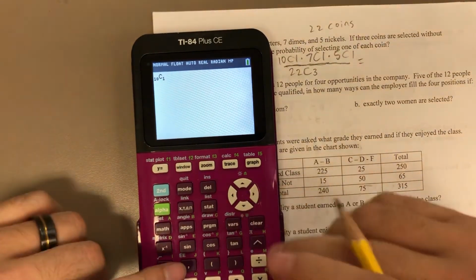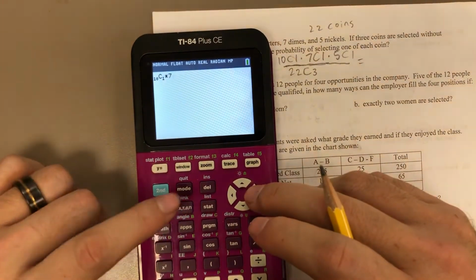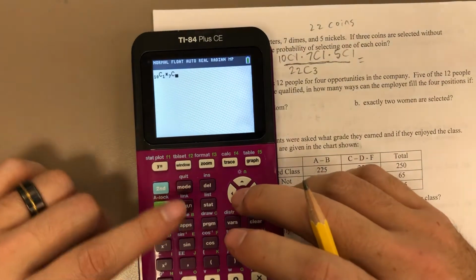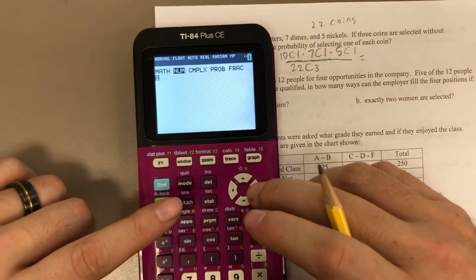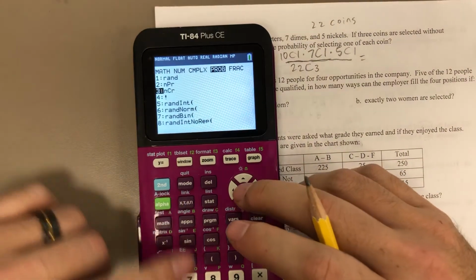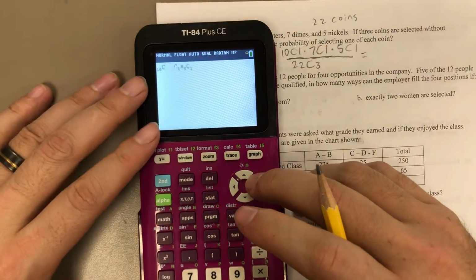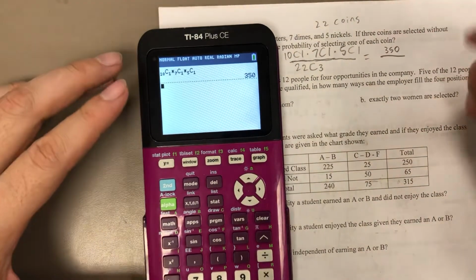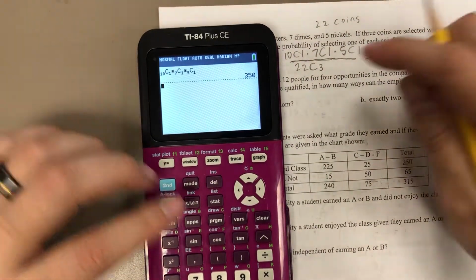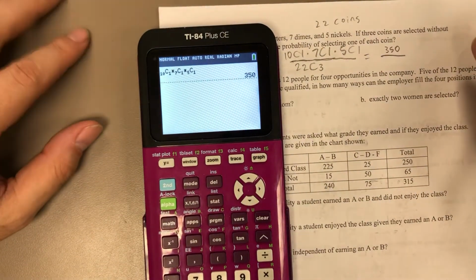10 C1 times 7 C1 times 5 C1. Okay, so 350 on the top. And that's if the coins are all different too, huh?